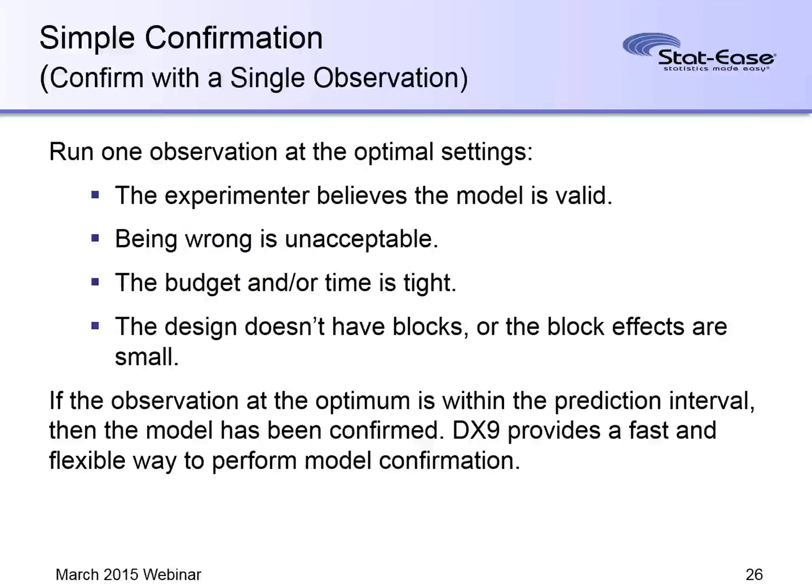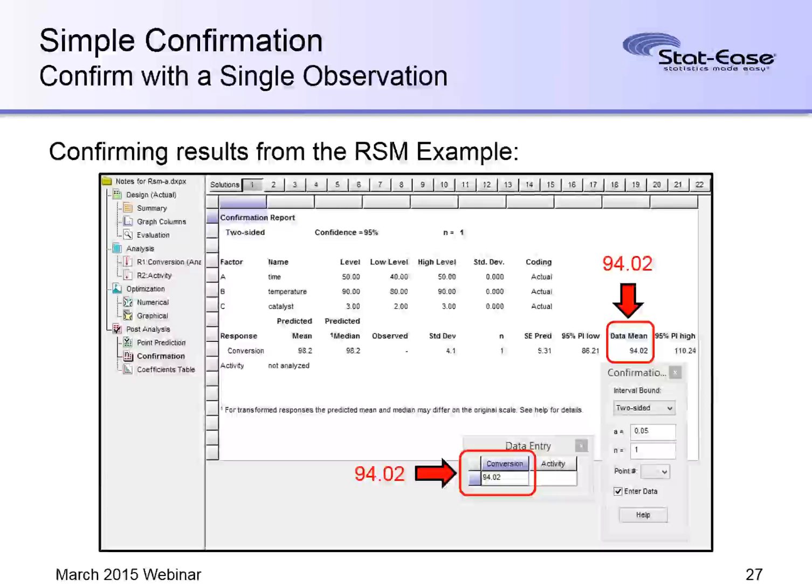The way to confirm a model in this case is to compute a prediction interval at the optimal settings. This can be done using software such as Design Expert 9, which provides a very fast and flexible way to perform model confirmation. Just as a wrap-up, remember, one confirmation run is much, much better than no confirmation at all. So let's continue with this industrial example.